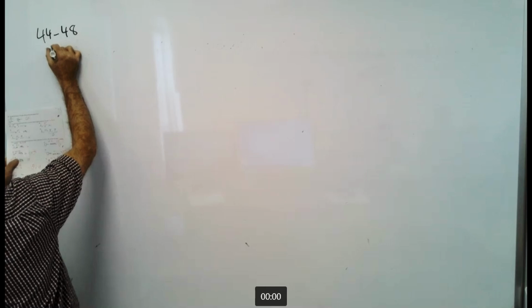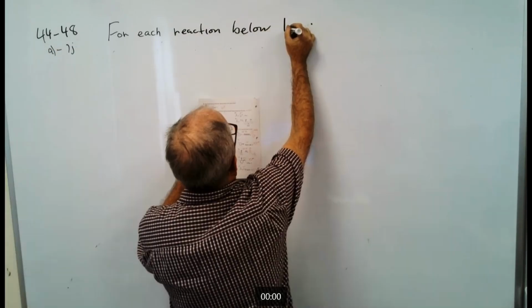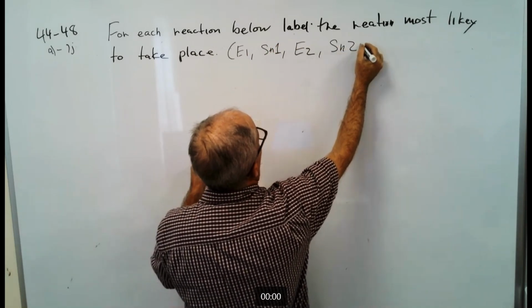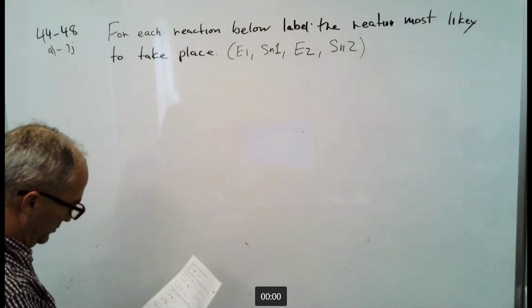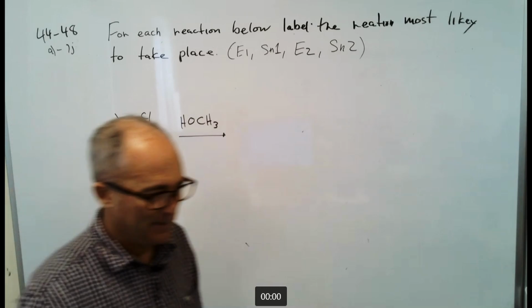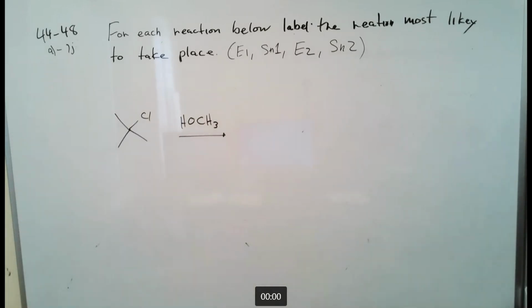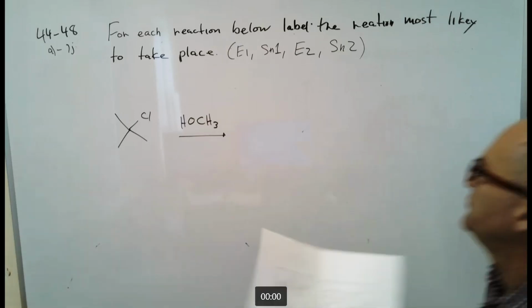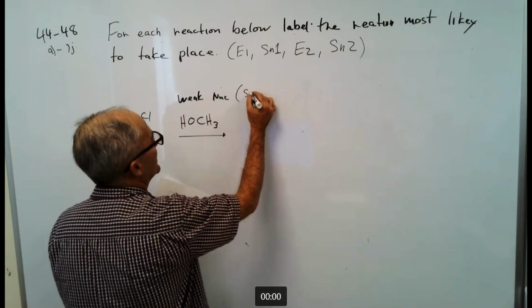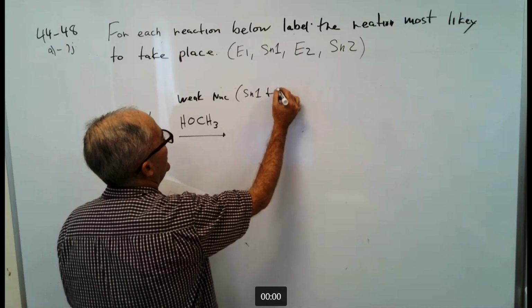This looks like an A through J. So right here, how do I want to label this? SN2, SN1, E1, E2. What's the first thing to do for all of these things? Yeah, strong or weak nucleophile. Yeah, we're going to say weak nuke. So weak nukes go SN1 and E1.